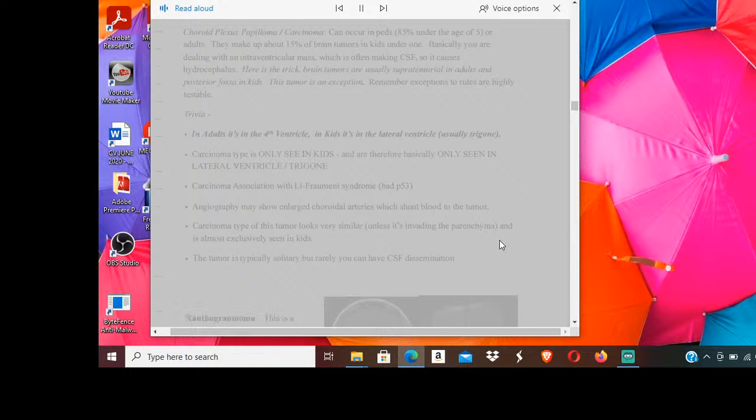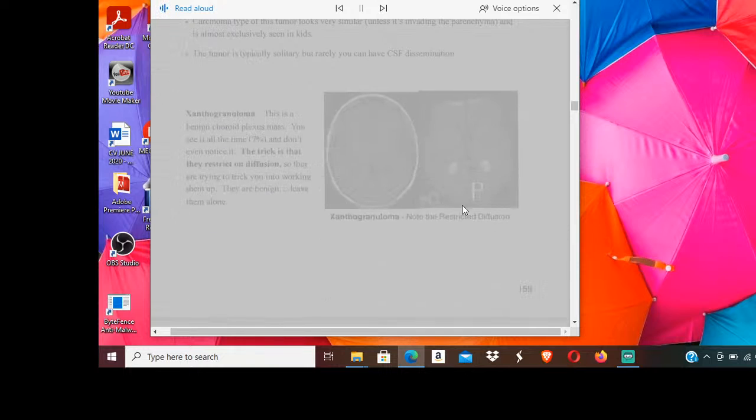Xanthogranuloma, this is a benign choroid plexus mass. You see it all the time, 7%, and don't even notice it. The trick is that they restrict on diffusion, so they are trying to trick you into working them up. They are benign, leave them alone. Xanthogranuloma, note the restricted diffusion.